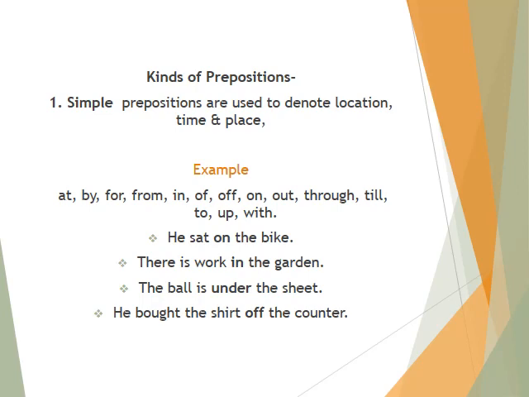He sat on the bike. On is the preposition. There is work in the garden. Here, in. The ball is under the sheet. Under. He bought the shirt off the counter. Here, off is the preposition.